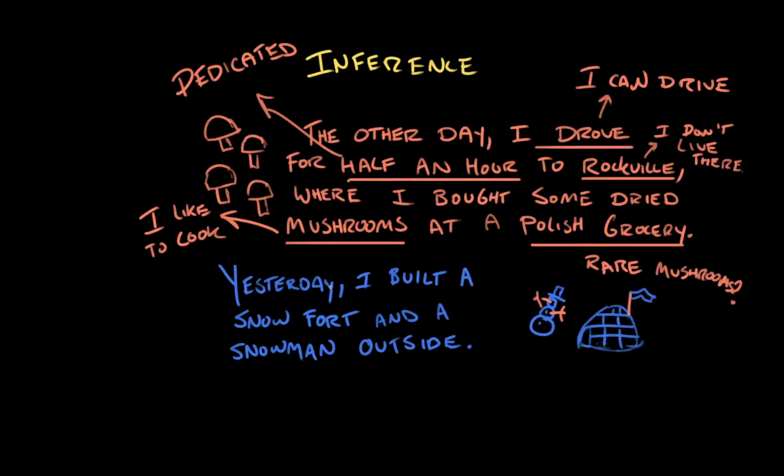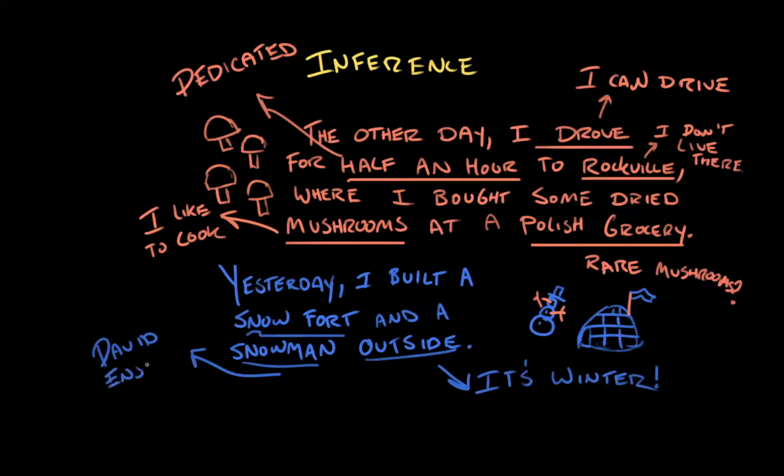Okay, so yesterday I built a snow fort and a snowman outside. What's a reasonable conclusion that I can come up with based on that sentence? Well, a reasonable conclusion, since I'm outside, I'm building snowmen and snow forts, I can reasonably conclude that it's wintertime. It's cold out, I'm doing snow stuff. When does snow stuff happen? The wintertime. And what are some things that you could infer about me from the fact that I did this yesterday? Maybe it could be that I enjoy building things. I've written down David enjoys building things.